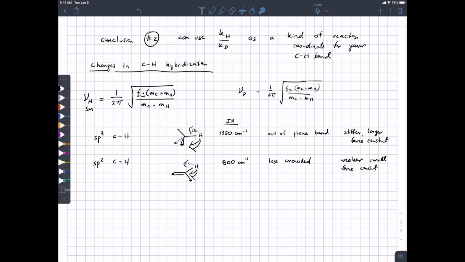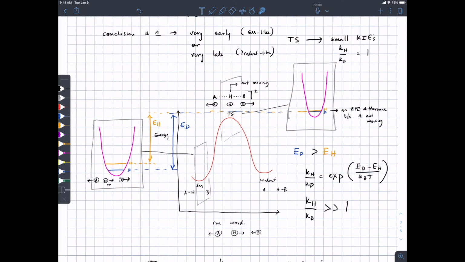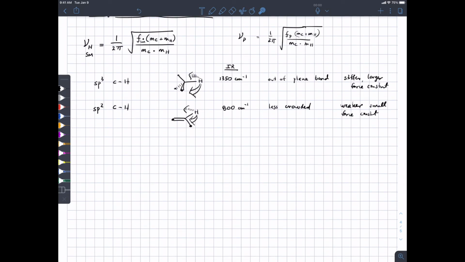So now before we were considering where the transition state lies along the energy diagram, whether it's more product-like or more starting material-like. But now we're going to consider how this force constant changes as I go from starting material to transition state.